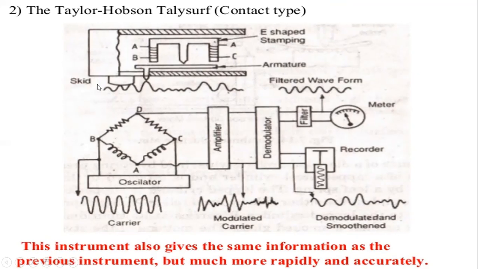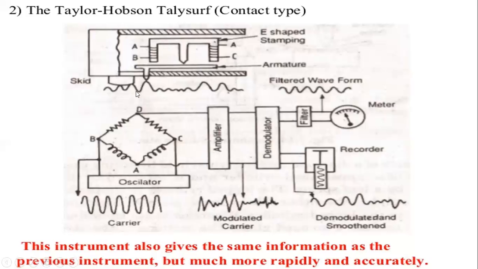So this is the armature stylus, which is attached to the skid to measure the irregularities. This is the Wheatstone bridge, in which there are 4 points, that is A, B and C. These are the ends. This is the D position. So this E-shaped stamping and this skid armature are all in the Wheatstone bridge. This is the top view and this is the front view.